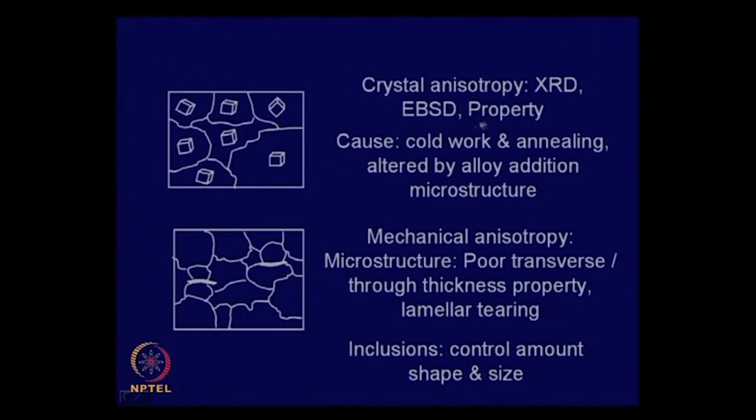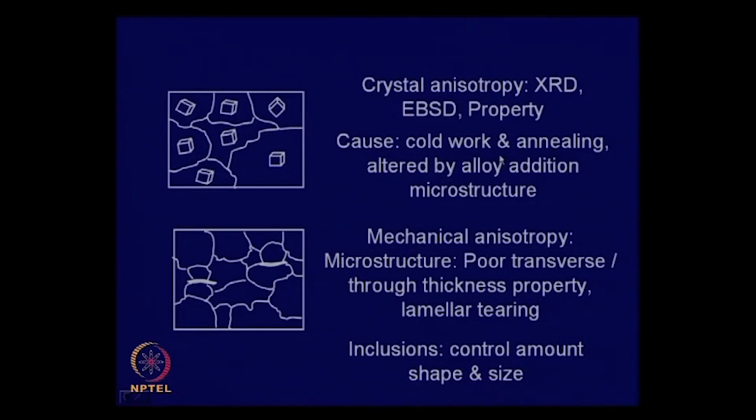and you can also measure properties along different directions. If the property is elastic modulus, you can measure it in different directions, and you will find they are different. So, these are the evidence of crystallographic anisotropy, and the reason for this anisotropy is cold work.